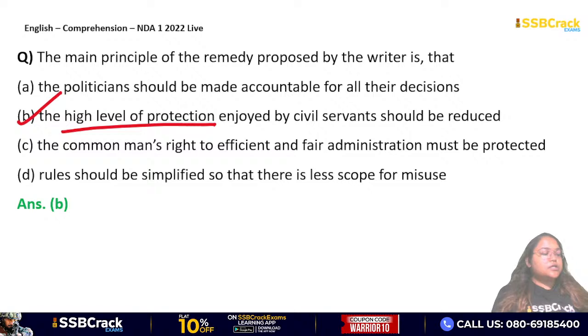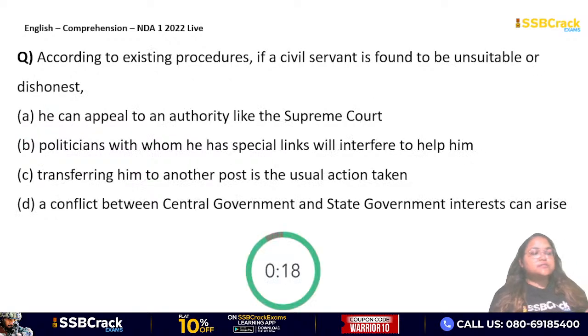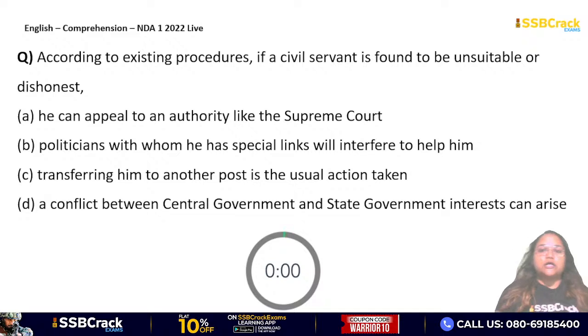Okay. Next question. According to existing procedures, if a civil servant is found to be unsuitable or dishonest, he can appeal to an authority like the Supreme Court. Politicians with whom he has special links will interfere to help him. Transferring him to another post is the usual action taken. A conflict between central government and state government interests can arise.